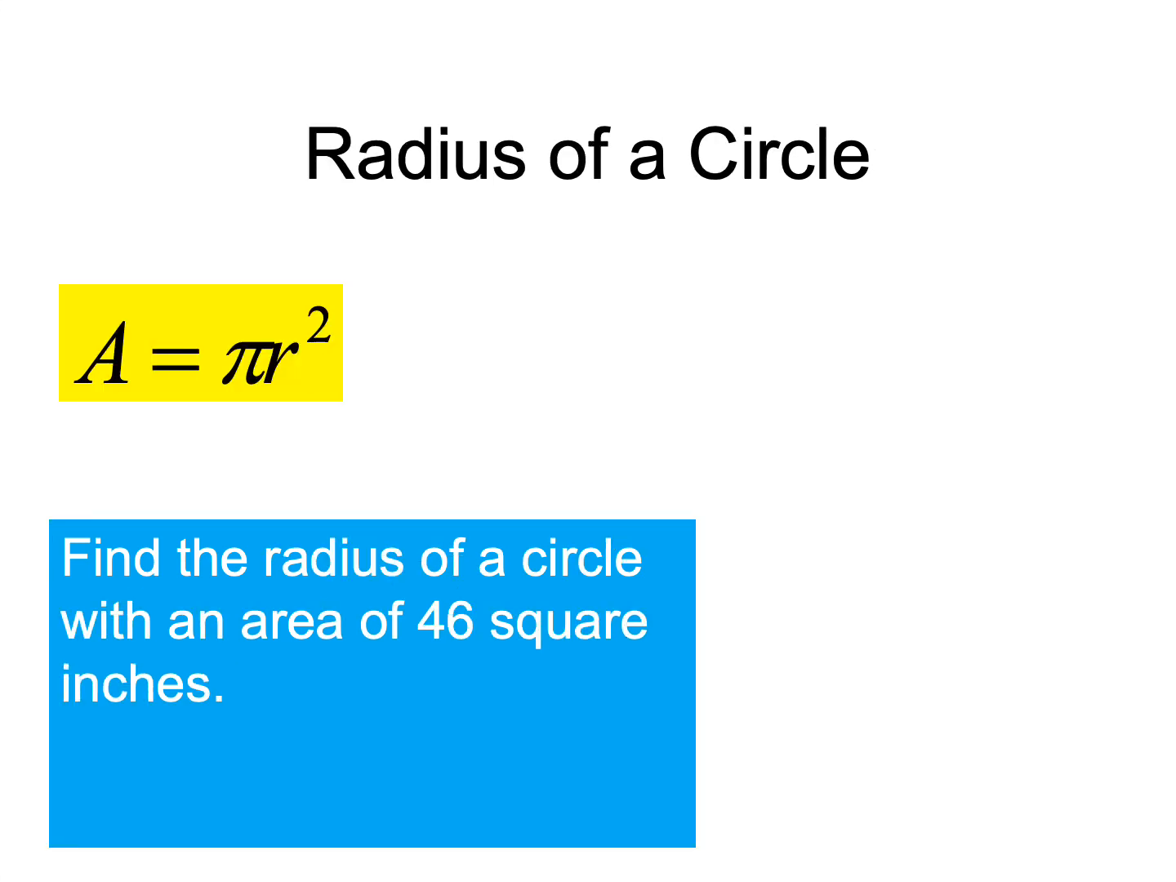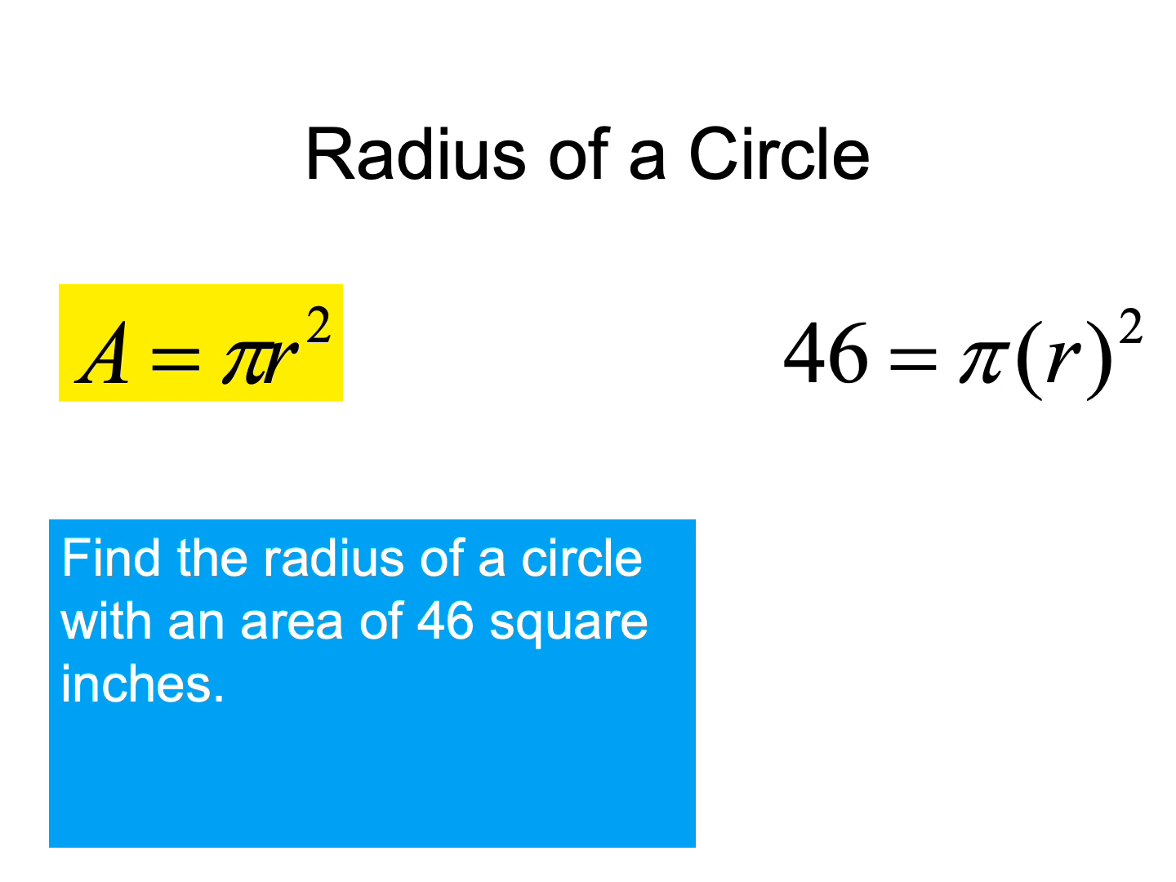All right, well, let's see what we got here. So it says find the radius. Notice it doesn't say find the area. It says find the radius of a circle with an area of 46 square inches. Notice I'm not given the radius this time, but I am given the area. So when I'm given the area, I'm not going to replace the R. I'm going to replace the A.